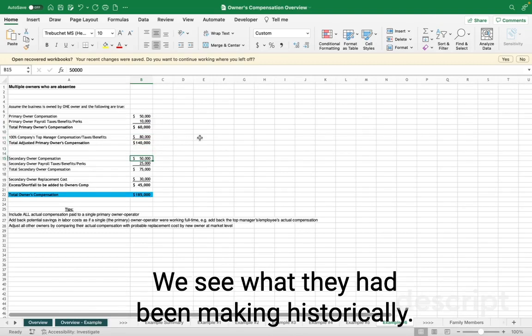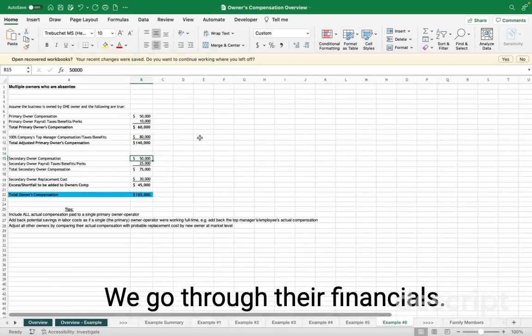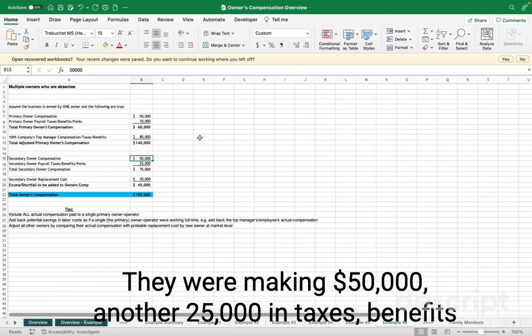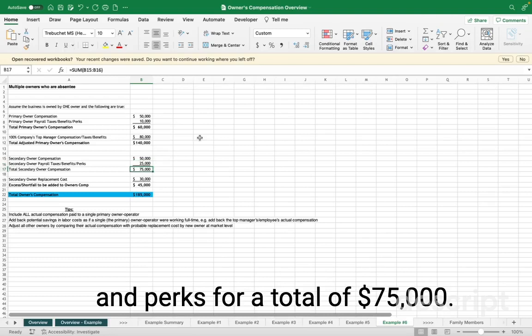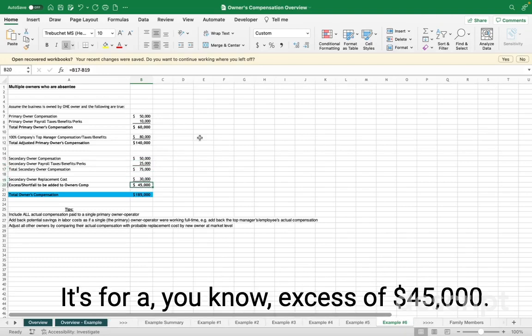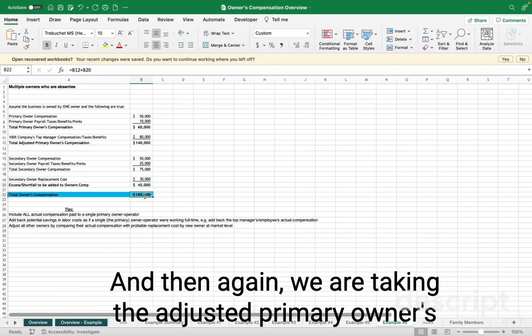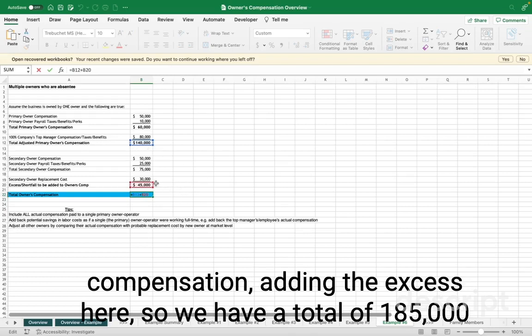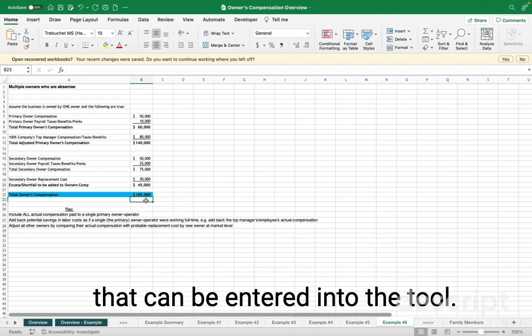Next, we move to the secondary owner. We see what they had been making historically. We go through their financials. They were making $50,000, another $25,000 in taxes, benefits, and perks for a total of $75,000. We will compare that to a replacement cost for this owner for an excess of $45,000, and then again we are taking the adjusted primary owner's compensation, adding the excess here, so we have a total of $185,000 that can be entered into the tool.